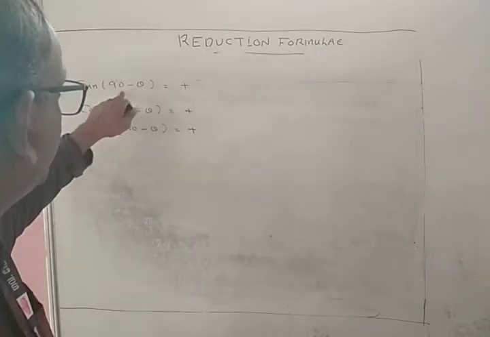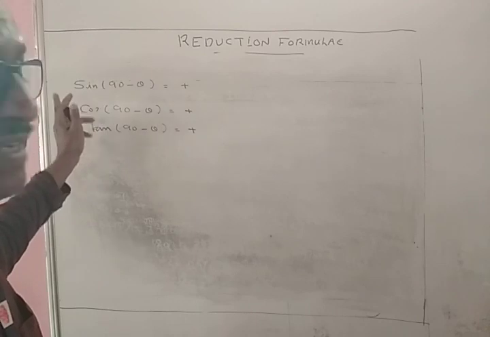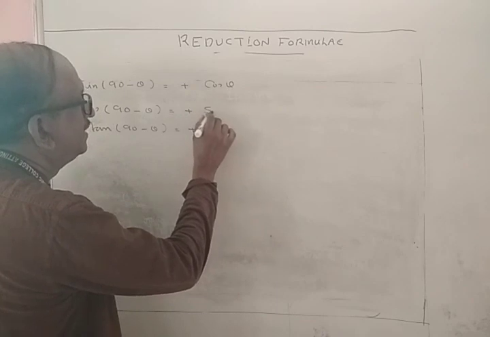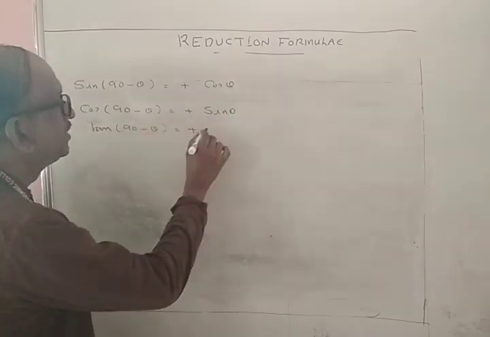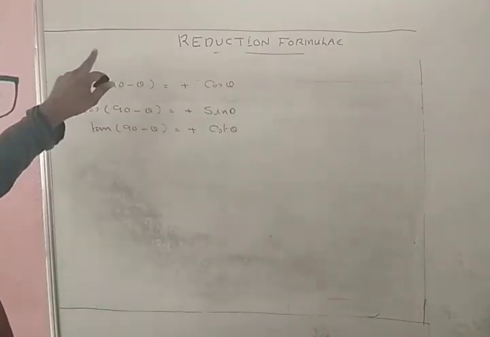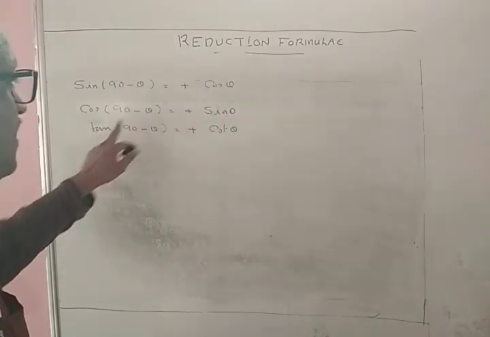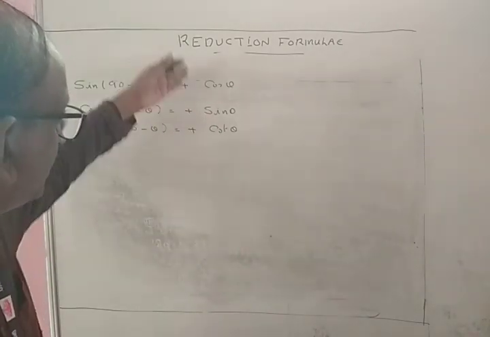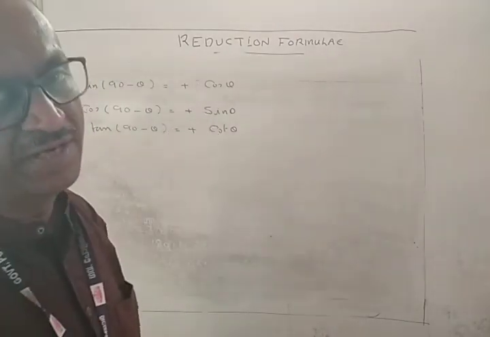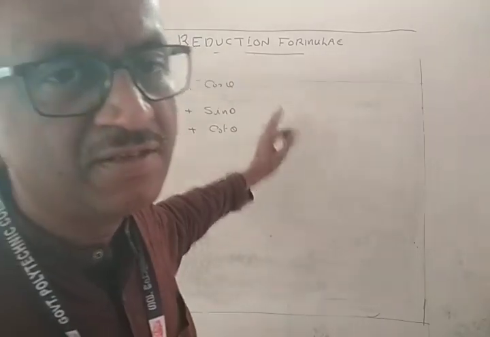When this is 90, that is 1 into 90, this is an odd multiple of 90. When this is an odd multiple of 90, sin becomes cos, so this is cos theta. This one is sin theta, and this one is cot theta. Therefore, when the angle is an odd multiple of 90, sin becomes cos, cos becomes sin, and tan becomes cot. And the signs are positive because 90 minus theta is in the first quadrant. In the first quadrant, all trigonometric functions are positive. Therefore, learn these results also by heart.